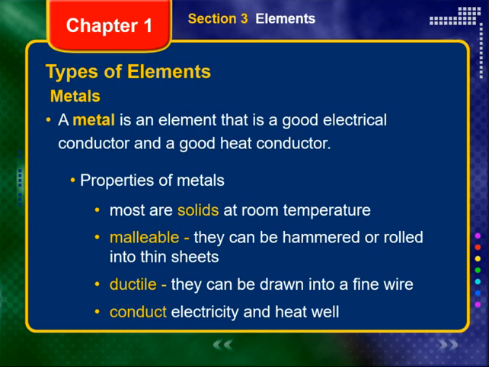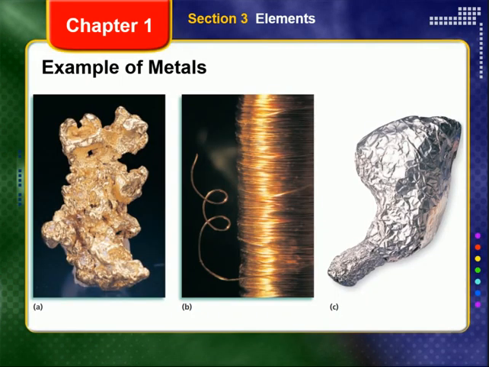Most metals have a silvery or grayish-white luster. Two exceptions are gold and copper, which are yellow and reddish-brown respectively. The images on your screen here show examples of metals. Gold, shown in part A, has a relatively low reactivity, which is why it may be found in nature in a relatively pure form. Copper, shown in part B, is used in wiring because it is ductile and is an excellent conductor of electricity. Aluminum, shown in part C, is malleable and can be rolled into foil that is used for wrapping food, for example.